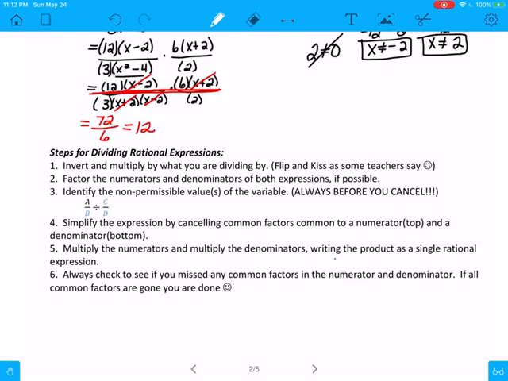Okay, our second lesson for week 10 is steps. We're doing dividing rationals, and dividing rationals is very, very close to multiplying. So you invert and multiply what you're dividing by, or you flip and kiss, as some of your teachers have said. You factor the numerators and denominators just like we would have for multiplication. The only catch is that you're going to flip the right-hand side of the fraction and turn it into multiplication.